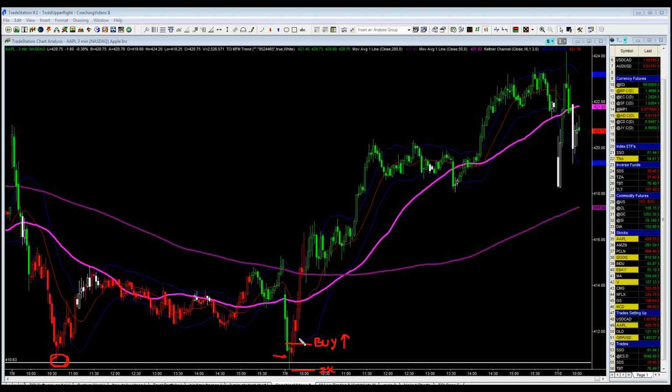So this was a great trade yesterday. And again, I want to outline this for you. In the first half hour, I'm looking for an immediate move up or down. In this case, down.